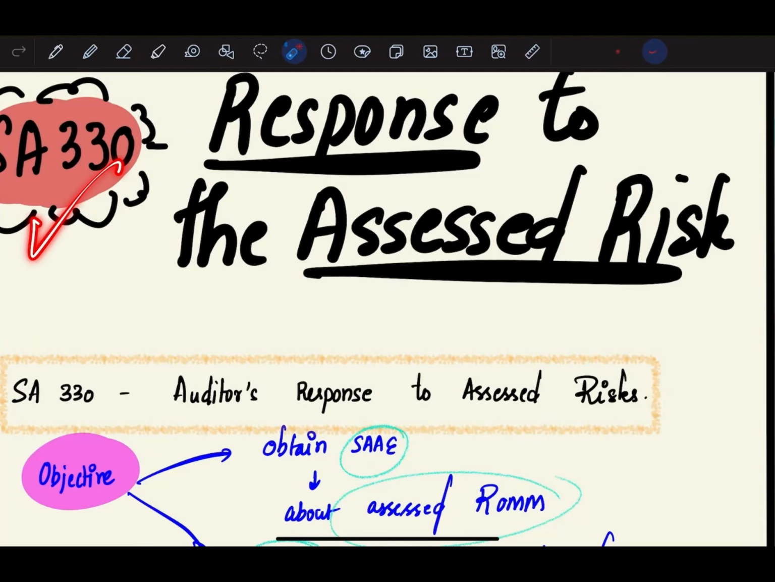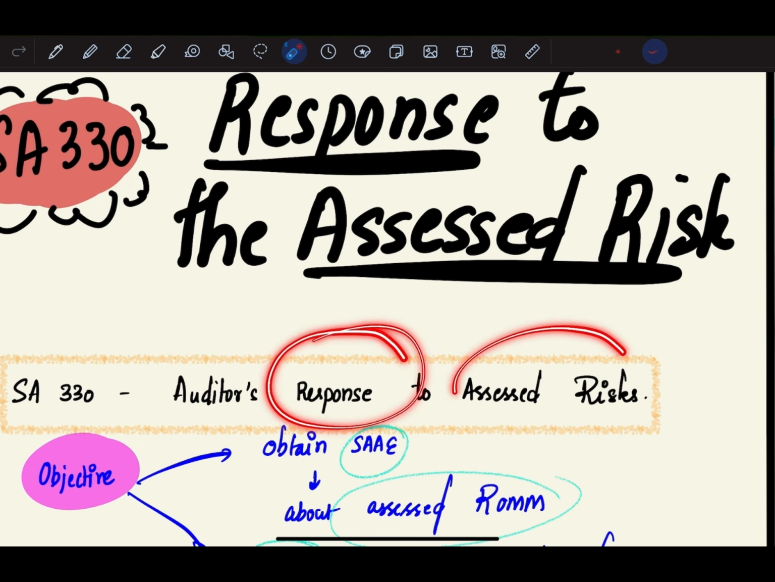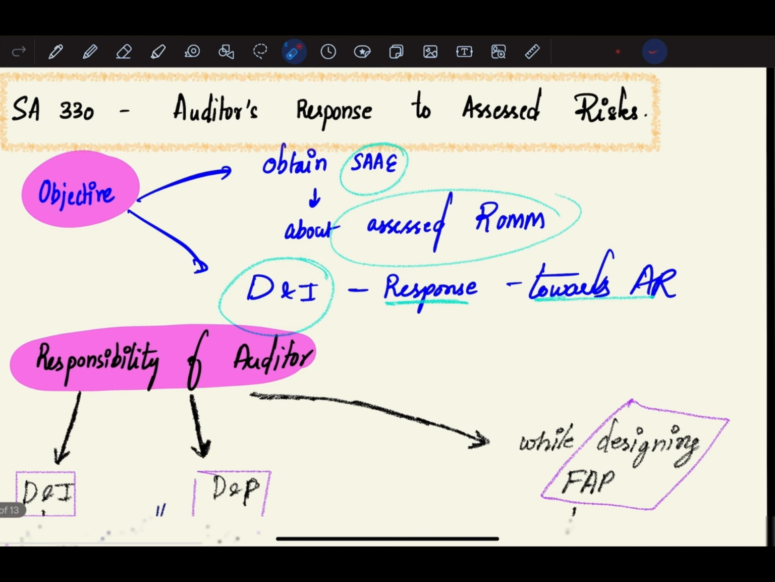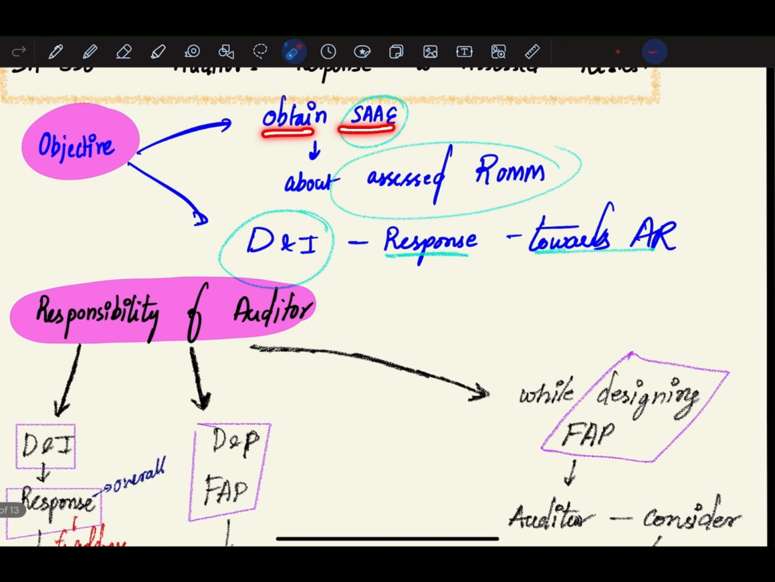So now let us start with SA 330, response to the assessed risk. This standard mainly deals with responding to the assessed risk. In SA 315, we learned about how the auditor identifies and assesses the risk of material misstatement. In this particular standard, the auditor's objective is to obtain sufficient and appropriate audit evidence about the assessed risk of material misstatement and to design and implement a response towards the assessed risk.